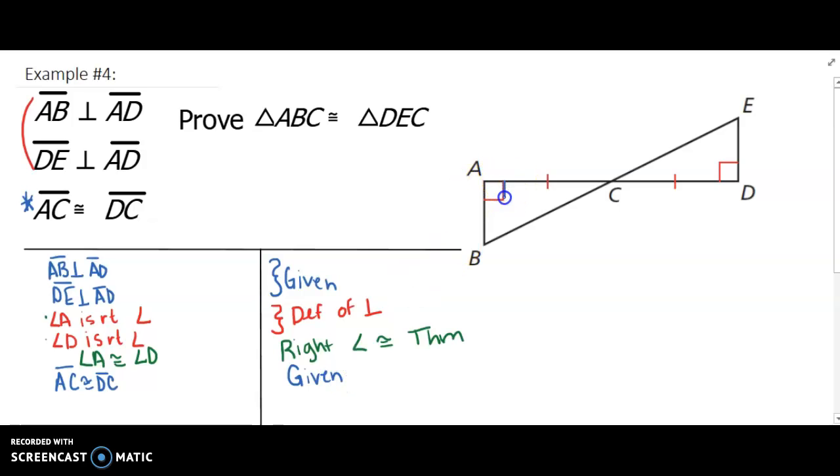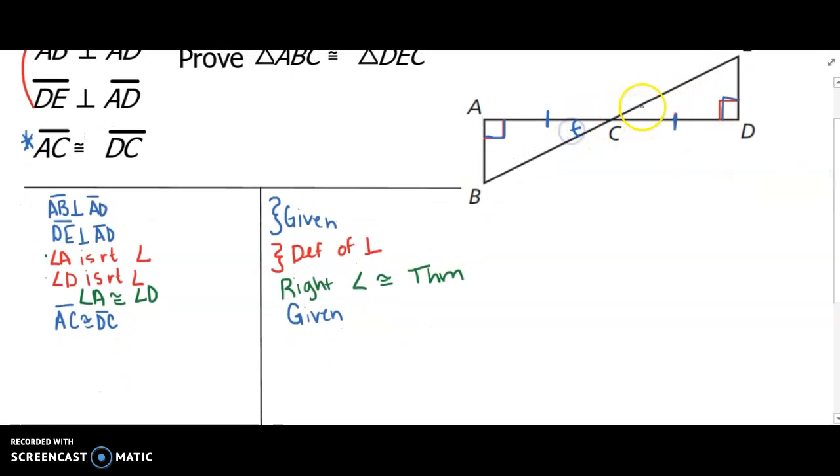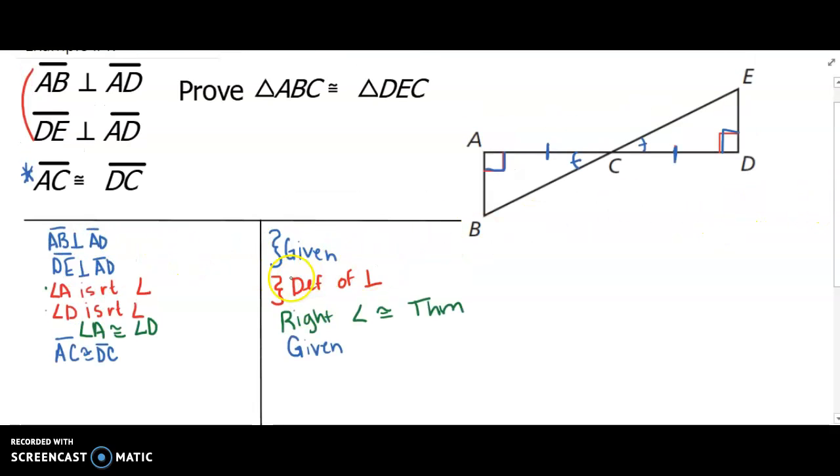All right, let's look up here. We've shown that A and D are congruent. We've stated and shown that AC and CD are congruent. So I need another side or another angle. Okay, well, a pair of angles should jump out at you in this diagram, and those would be the vertical angles. Okay, so I could say that angle ECD is congruent to angle ACB by the vertical angle congruence theorem.